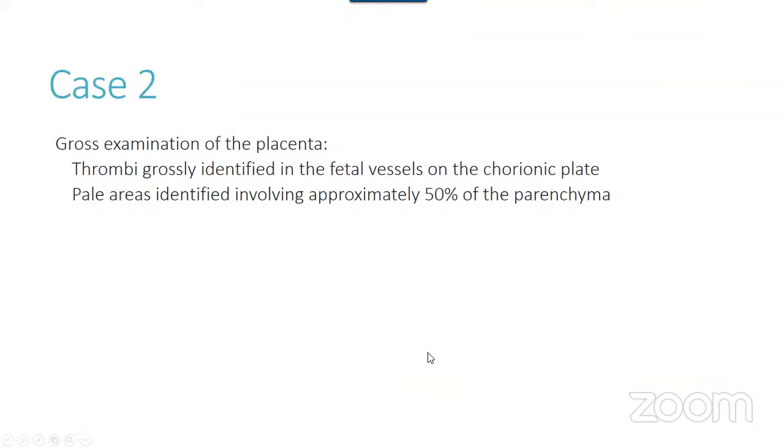On gross examination of the placenta, we saw thrombi grossly identified in the fetal vessels on the chorionic plate, as well as these pale areas that were quite extensive, involving 50% of the parenchyma.